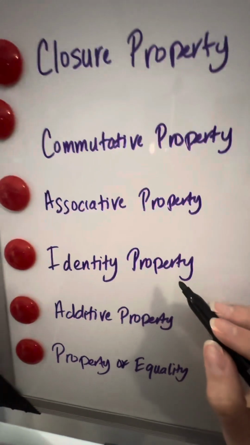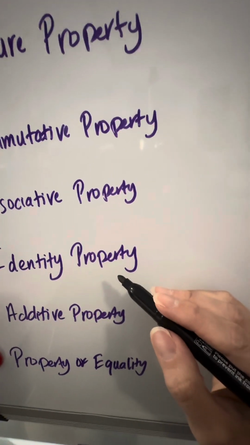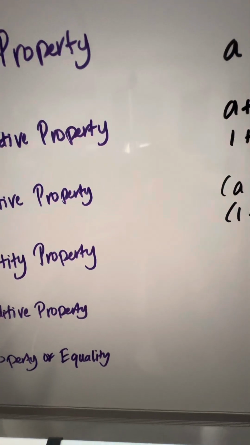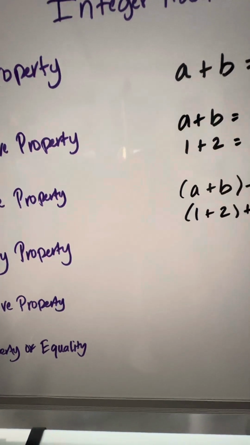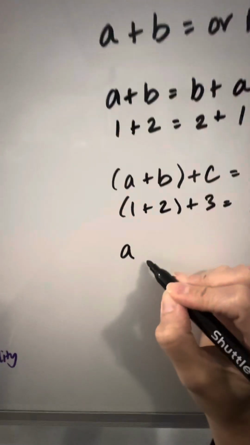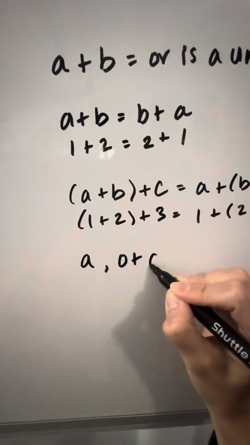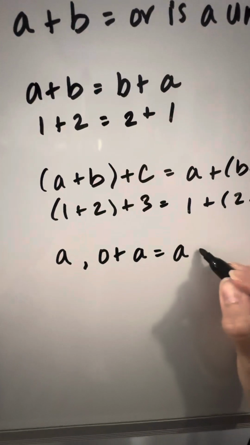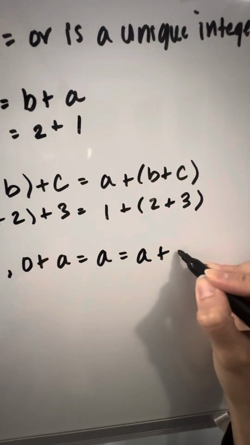Okay, then we have identity property. Identity property tells us 0 is a unique number, the unique integer. The additive identity is such that for all integers A, 0 plus A is equal to A, which equals A plus 0.